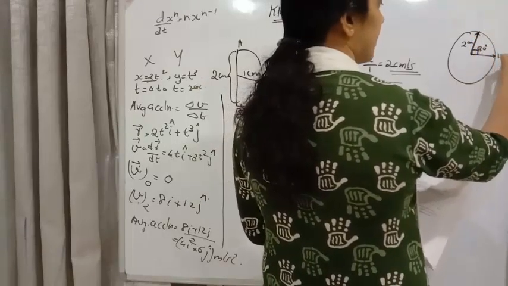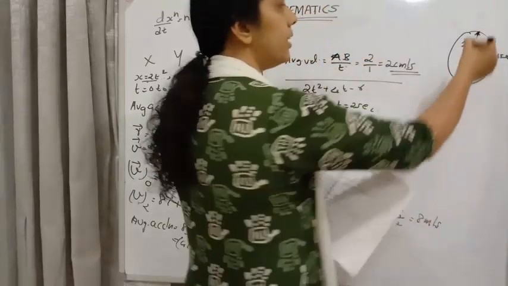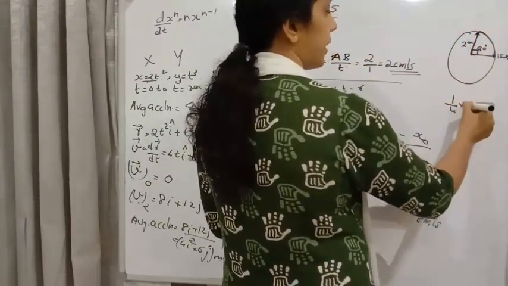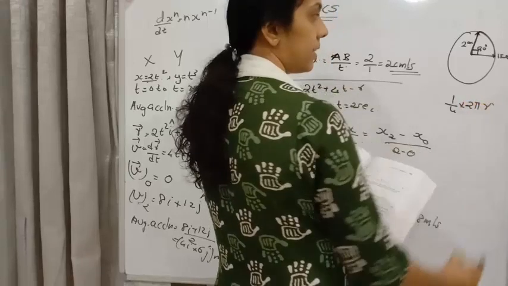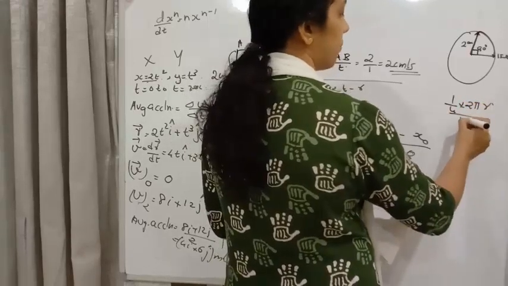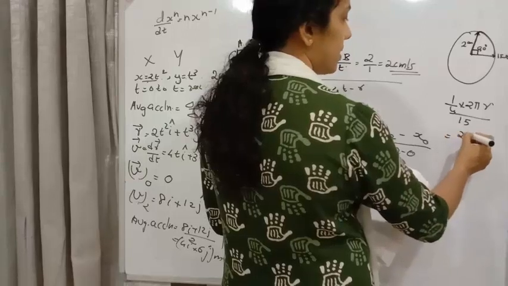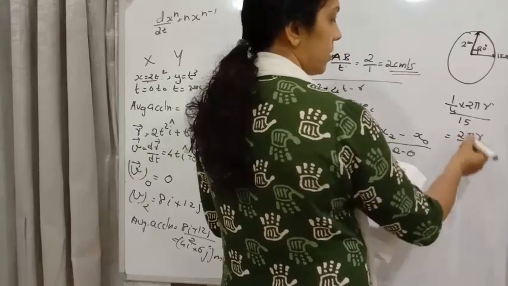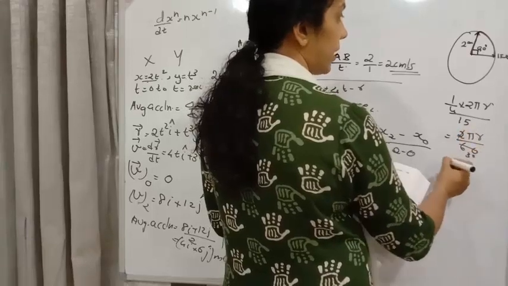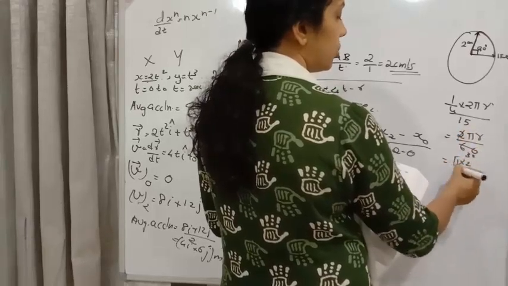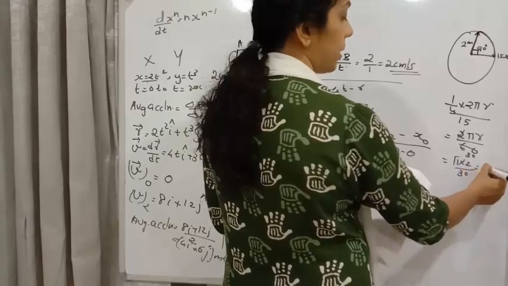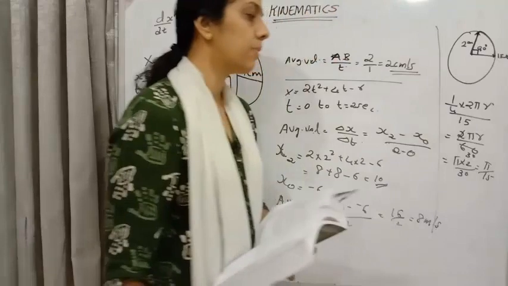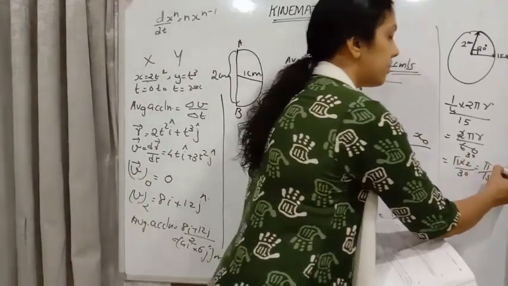In 15 seconds, in this motion, it's covering 1/4 of 2 pi r. This is the distance travelled, divided by time, which is 15. So we can write it as 2 pi r divided by 60. So pi r divided by 30, pi into 2 divided by 30, so pi by 15 centimeter per second. This will be the speed.